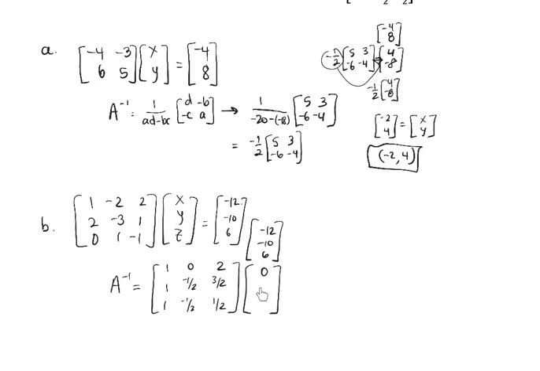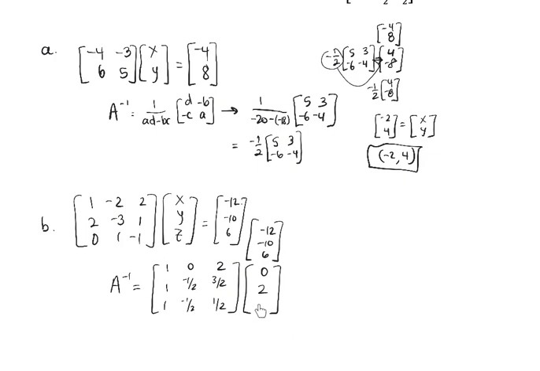The next entry is a combination of this row with that column. So negative 12 times 1 is negative 12. Negative 1 half times negative 10 is 5. And then 6 times 3 halves is 9. So we have negative 12 plus 5, it's negative 7. Negative 7 plus 9 is positive 2.